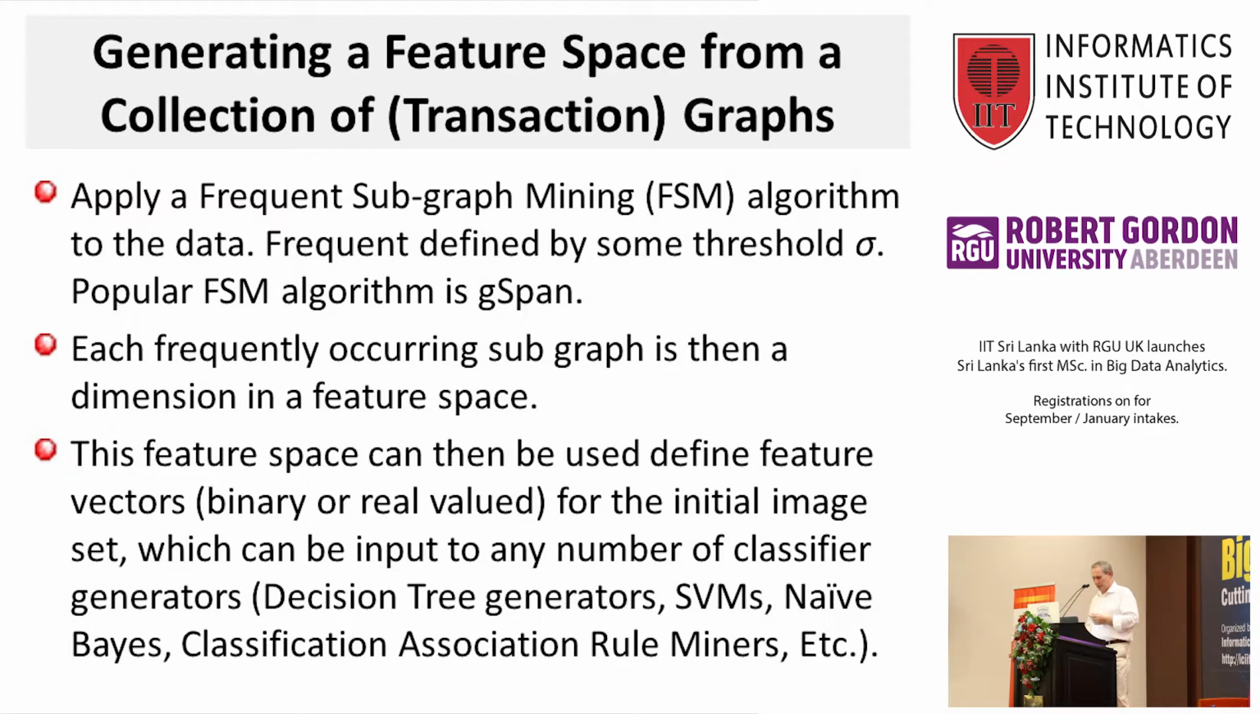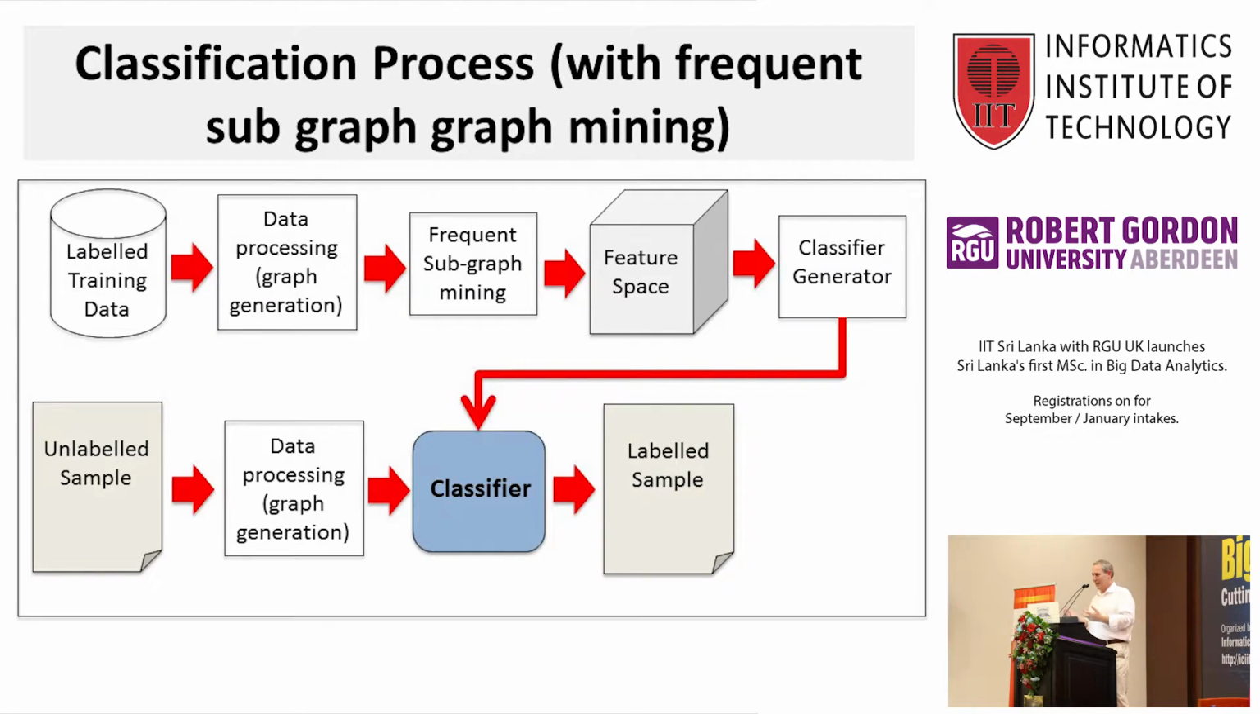So what we're doing here is adding an extra step. We have our labeled training data, we process it to generate graphs. We then use frequent subgraph mining to generate a feature space. So that's one KDD technique. And then we use another KDD technique to generate our classifiers. And the classifiers are then used to sample new data, which of course has to be translated into a graph representation as well to get feature vectors out of that.